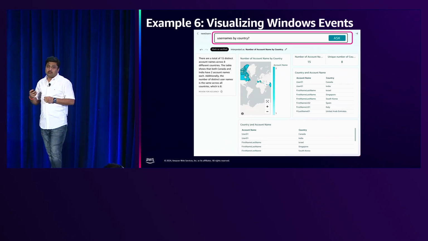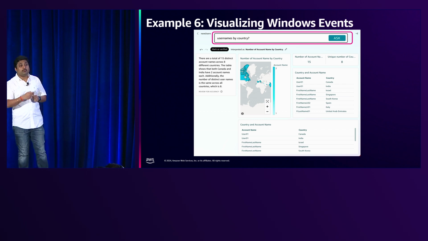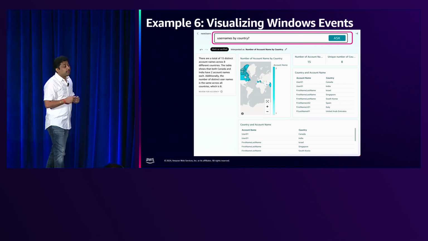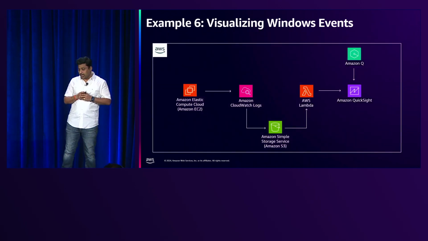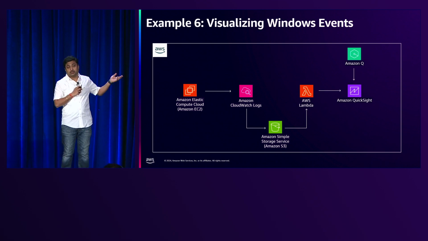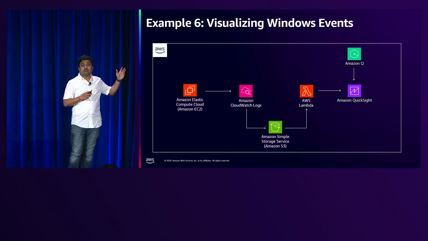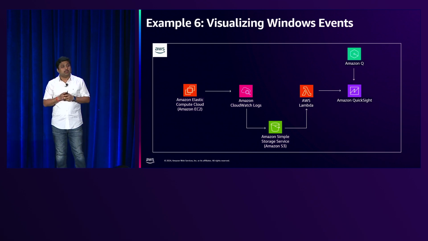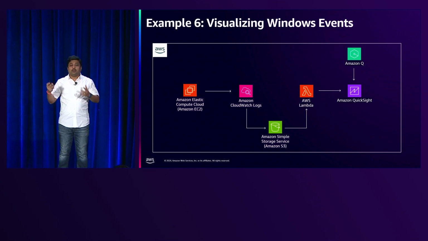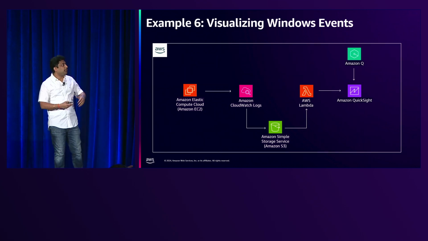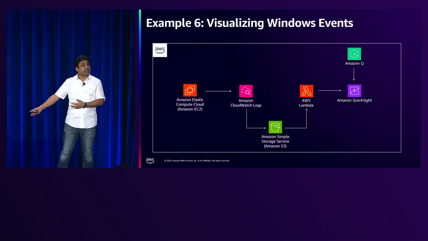Now, the next example which I would like to demonstrate, but before that, I would like to talk briefly about the architecture we used to build the solution. First, we have Windows EC2 instances, which push all those Windows event logs to the CloudWatch log groups. And from the CloudWatch log groups, we are pushing that data to the S3 bucket.